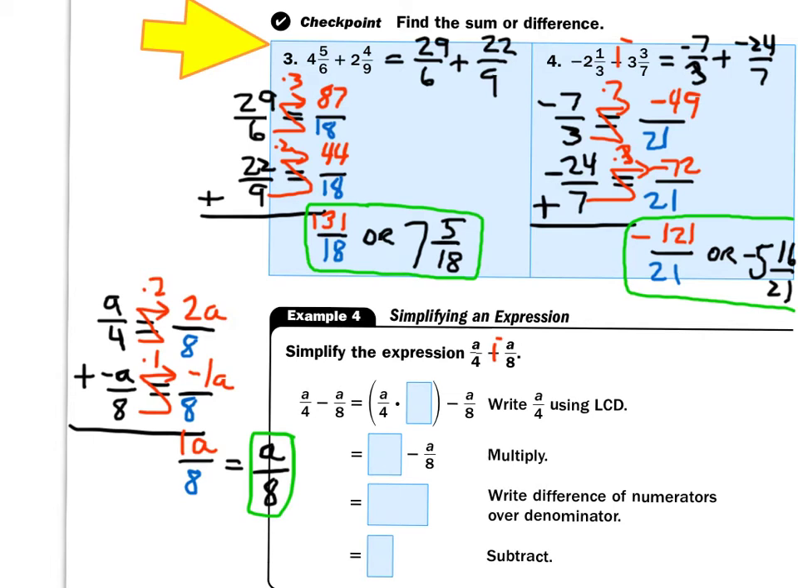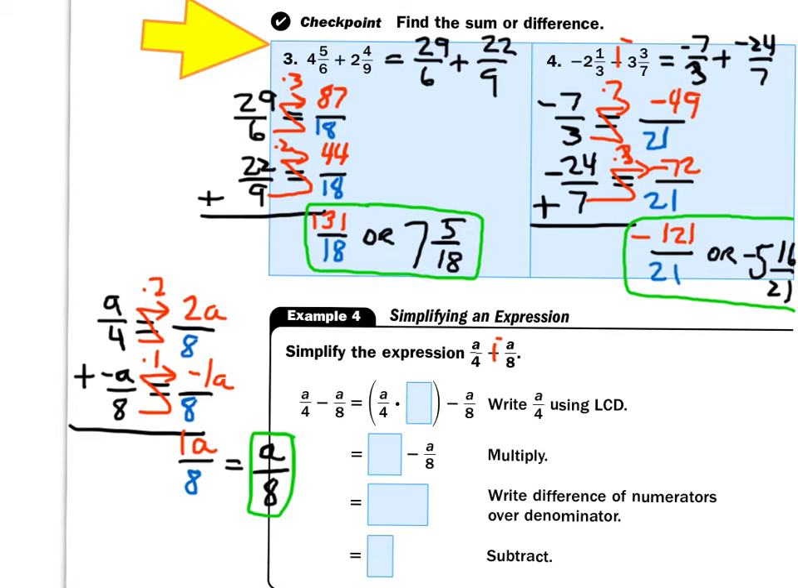And then grab your red. So start at the 3. 3 goes into 21 7 times. Bring that upstairs. Negative 7 times 7 gives you negative 49. Start at the 7. 7 goes into 21 3 times. Bring that upstairs. Negative 24 times 3 gives you negative 72. When I added the numerators, I got negative 121 over 21, or as a mixed number, negative 5 and 16 over 21. Okay, now look at example 4.